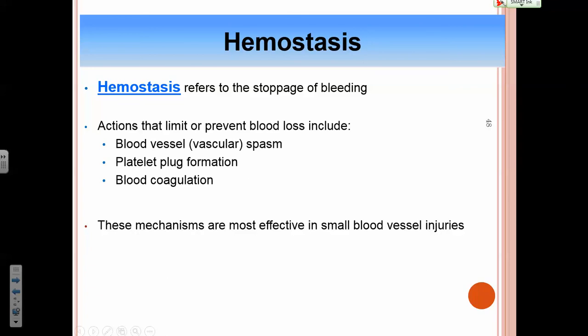A huge one is blood clotting, which is this third one right here. But there are some other ones too. So we're going to look at these one at a time, and they can all be occurring as a cascade of events going on at the same time. These are especially effective in small blood vessels, like a small tear or a tiny blood vessel that is torn. The larger the blood vessel, the less effective these are going to be.